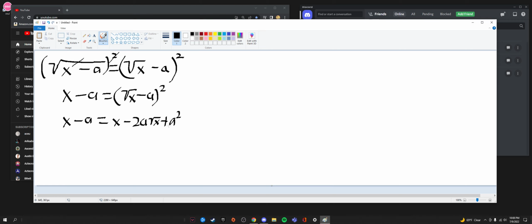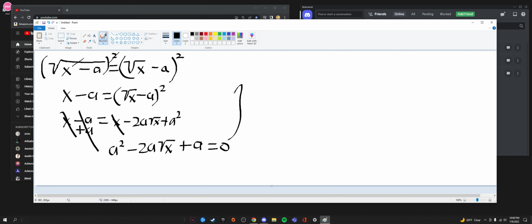So getting this little binomial fully expanded out here, we now want to bring all the left-hand terms to the right-hand side to make this a quadratic. So subtracting x from both sides cancels out our x, add a to both sides, and rearrange the terms to make it like a quadratic. And we have a squared minus 2a root of x plus a. And that's equal to 0 because we canceled out all the left-hand side terms.